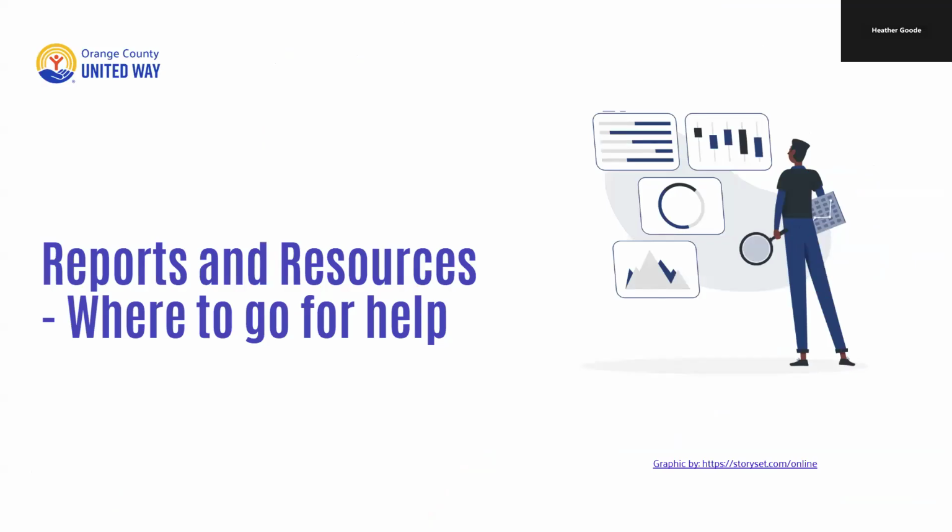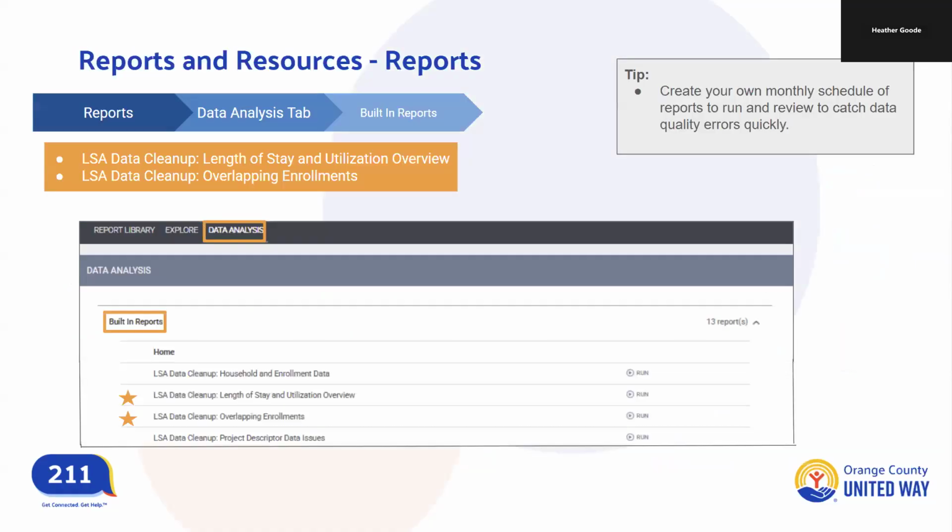So, reports and resources, where to go for help. One of the first things I'd like to show you are some reports that are available that you can run anytime. From the Clarity Launchpad, you're going to go to Reports, go to the Data Analysis tab, and go to the first section, which is Built-in Reports. And you can see the screenshot below.